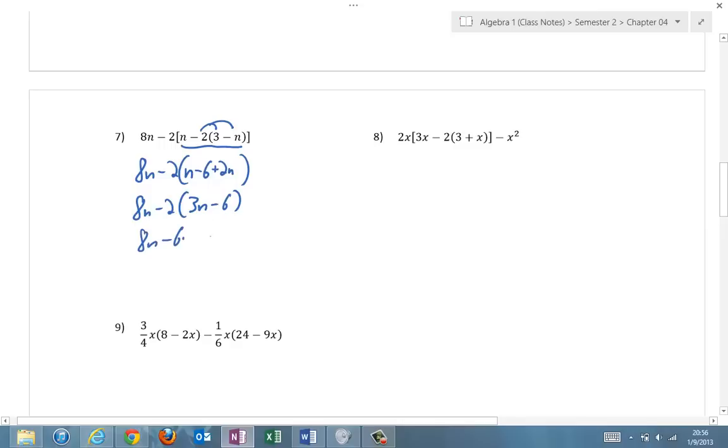8n minus 6n plus 12. 8n minus 6n is 2n plus 12. Those are not like terms. Circle it and you're done.